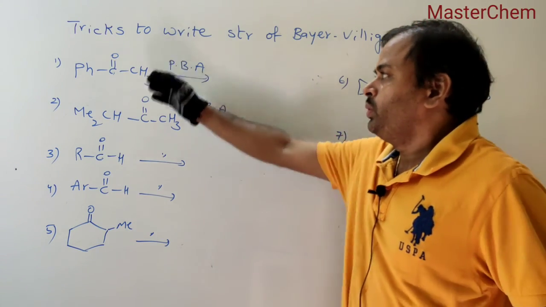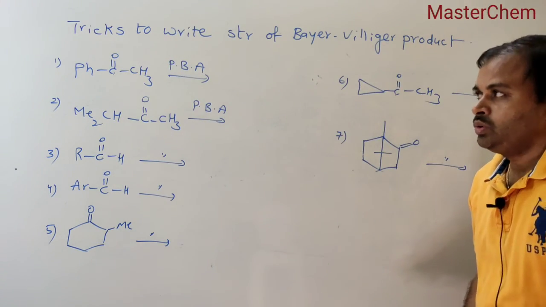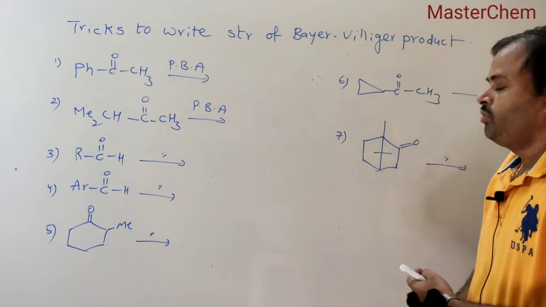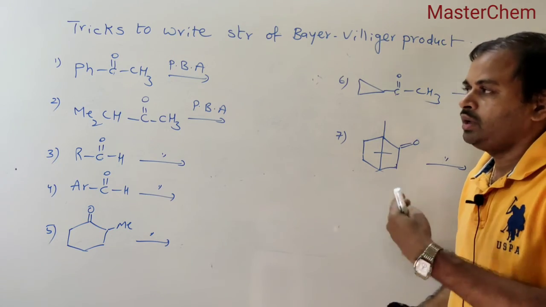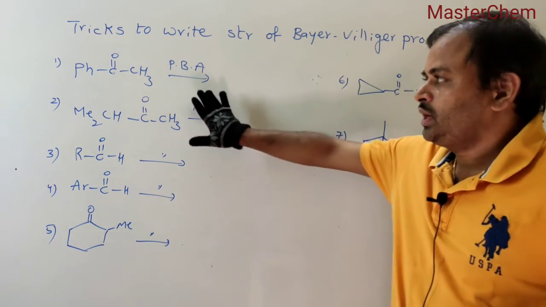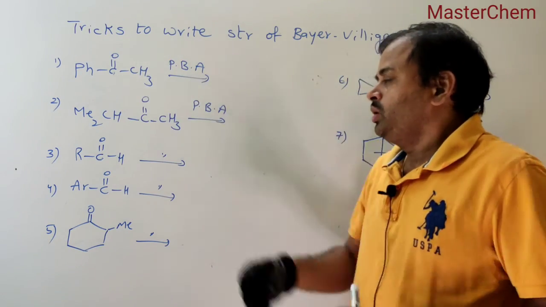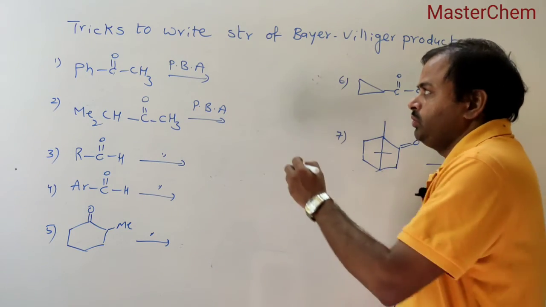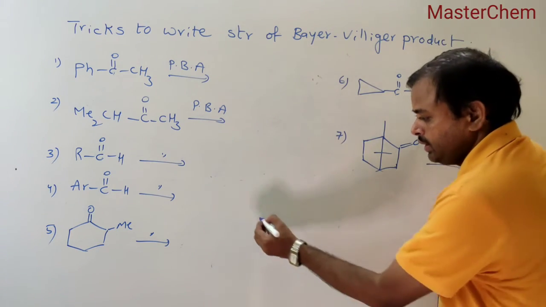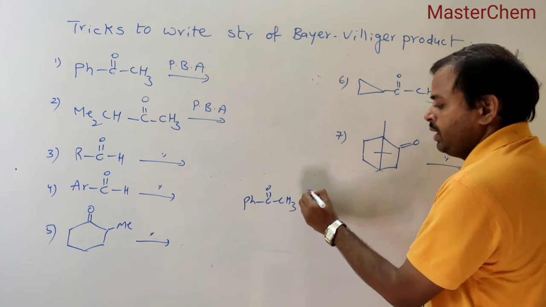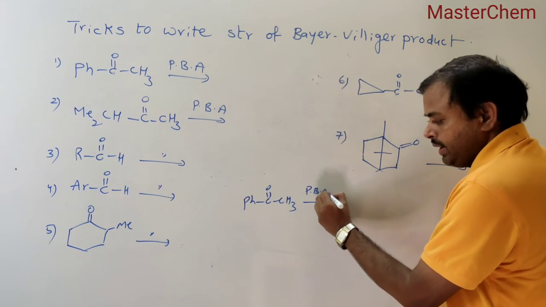Today we are going to learn easy tricks to write the structure of the Baeyer-Villiger product and also the Perkin product. So this is the reaction, a ketone with perbenzoic acid. We know what the Baeyer-Villiger reaction is: a ketone with a peracid, any peracid.